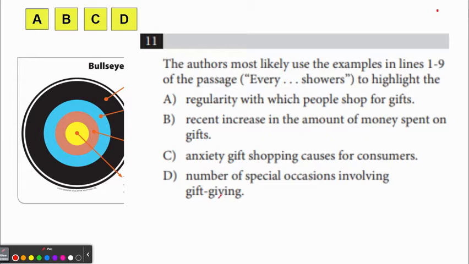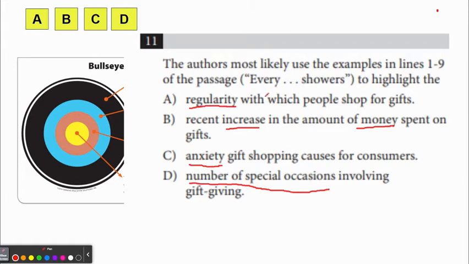Now, I like to go through and look at keywords in each of these answer choices. So in A, the keyword here is regularity, which just means how often. In B, the keywords are increase and money. In C, anxiety is the keyword. And in D, the number of special occasions.